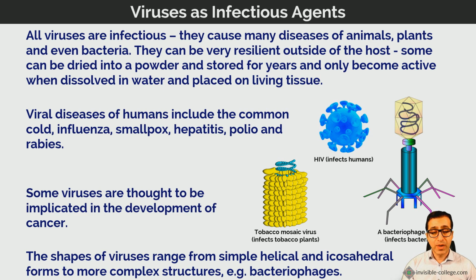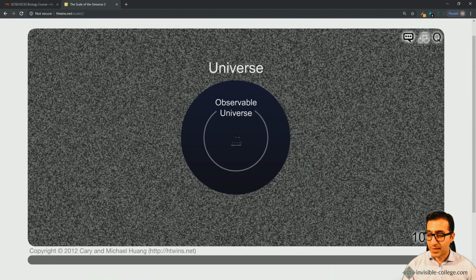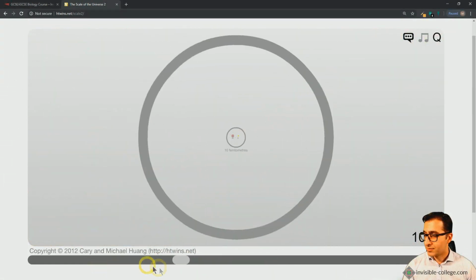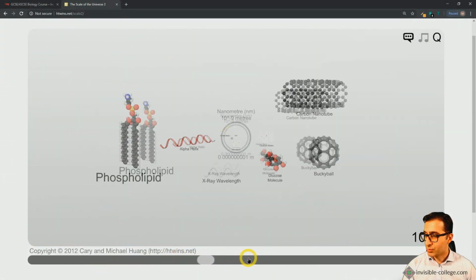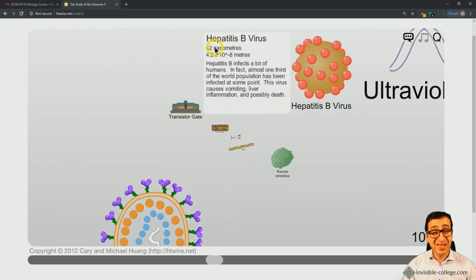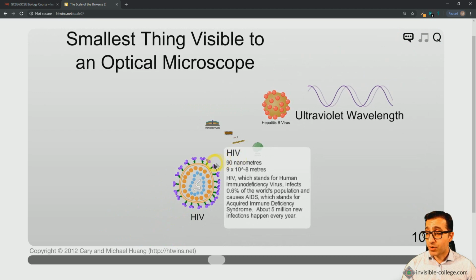So how small is a virus? Well, we actually saw that in the animation that we looked at before. So let's zoom back into the small scale. Down to here. Well, not quite that small. All right, so now here we can see the hepatitis B virus. So we're down to the scale of nanometers. We're talking billionths of a meter here. This here is the HIV virus, 90 nanometers, 90 billionths of a meter.